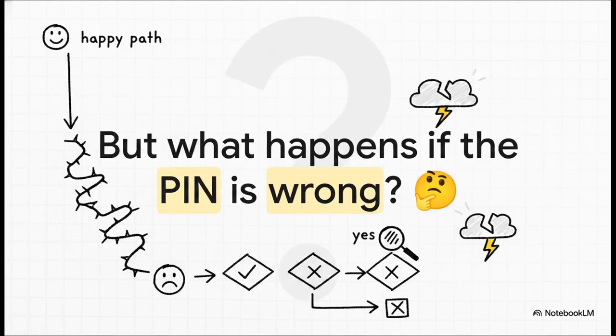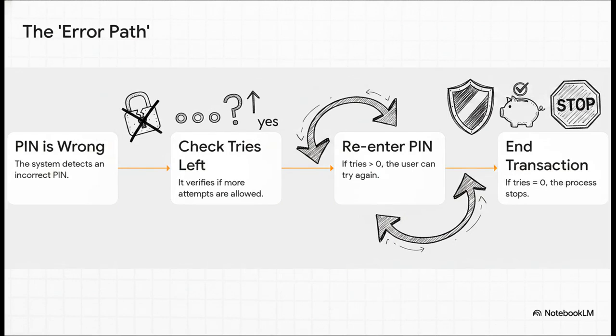But what happens if the PIN is wrong? Yeah, life isn't always the happy path, is it? A good plan, a really good plan, has to account for errors. And this is where the flowchart's decision-making power really shines. Right, this is the error path. If the PIN is wrong, the program checks how many tries you have left. If you still have some, it lets you re-enter the PIN. But if you're out of tries, it just ends the whole transaction. This kind of branching logic is absolutely fundamental to programming. It's how you tell the machine to handle different situations without crashing.